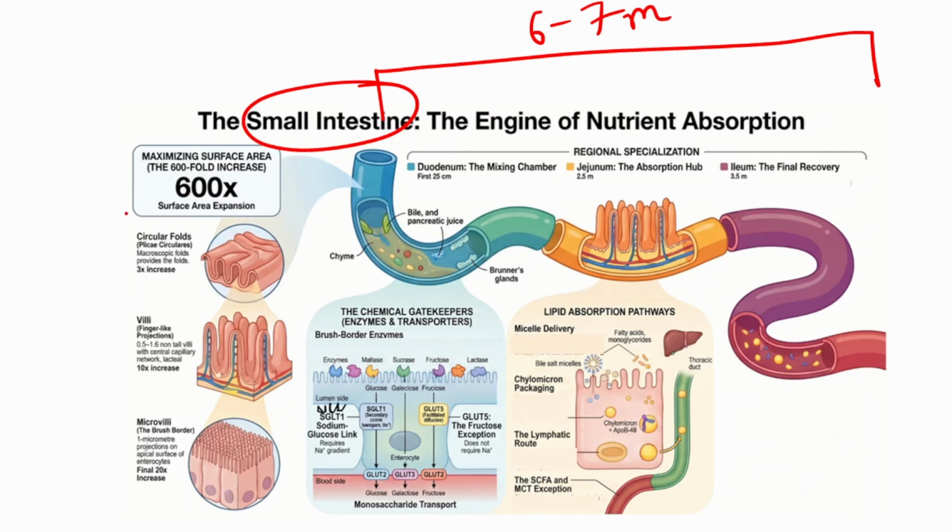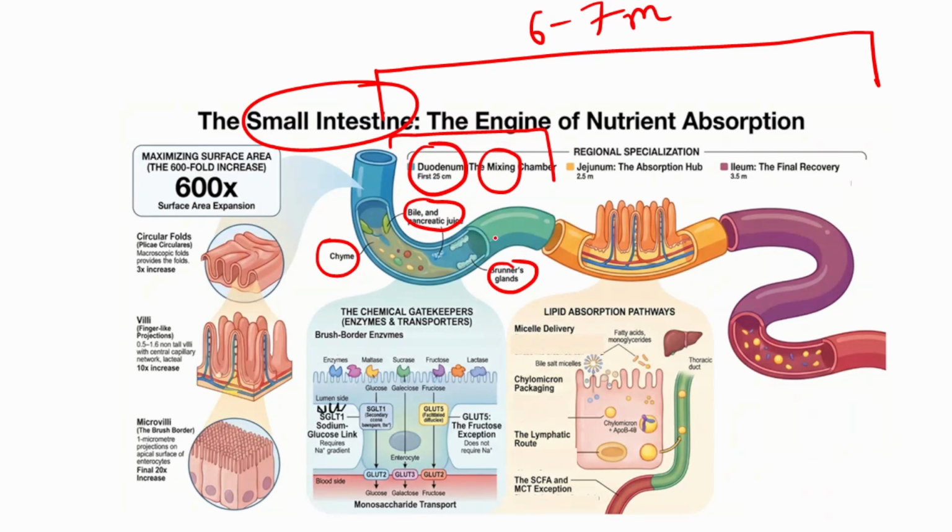We structured this system by dividing its length into 3 specialized anatomical zones. First, we introduce the duodenum, representing the first 25 centimeters of the canal, which functions primarily as a high-yield mixing chamber. Within this initial segment, incoming gastric chyme mixes dynamically with bile and pancreatic juice, while specialized Brunner's glands secrete alkaline mucus to neutralize stomach acid.